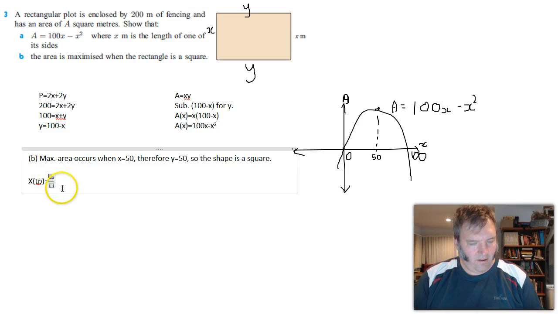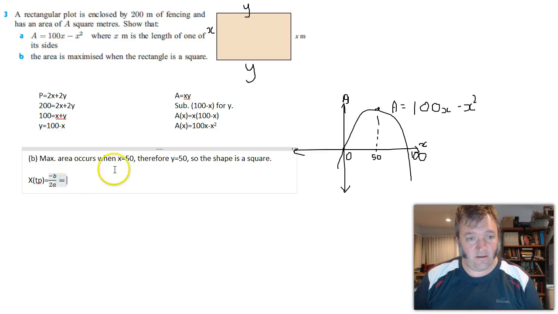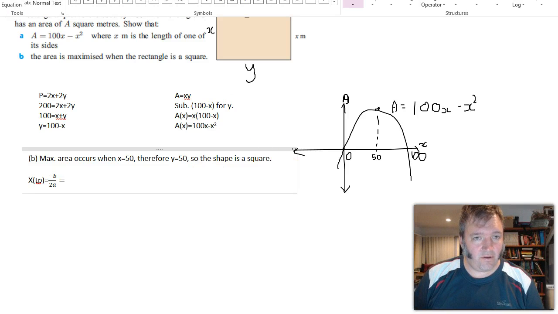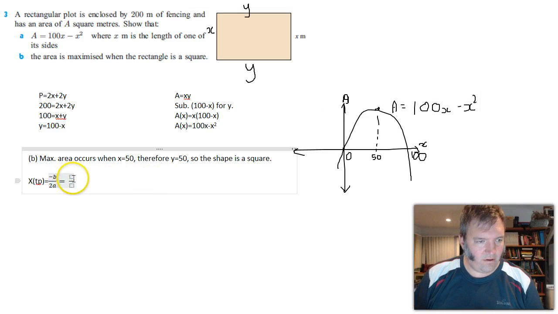So here I've got negative b divided by 2a, which in this case, well, a is -1 and b is 100. So I've got another fraction to insert. Get my design tools back out. There's the fraction. So we've got -100, because b is the coefficient of x, divided by 2a, which is 2 multiplied by -1.